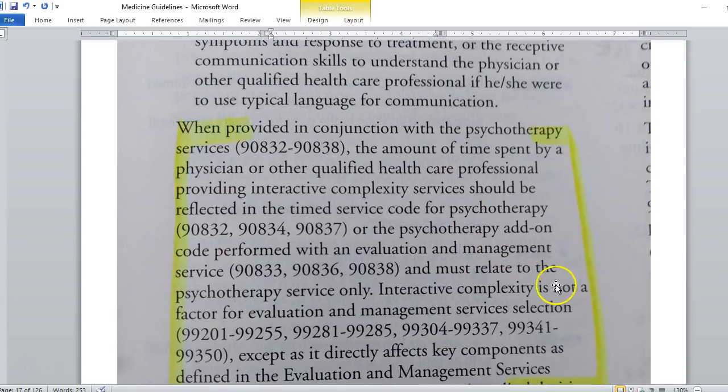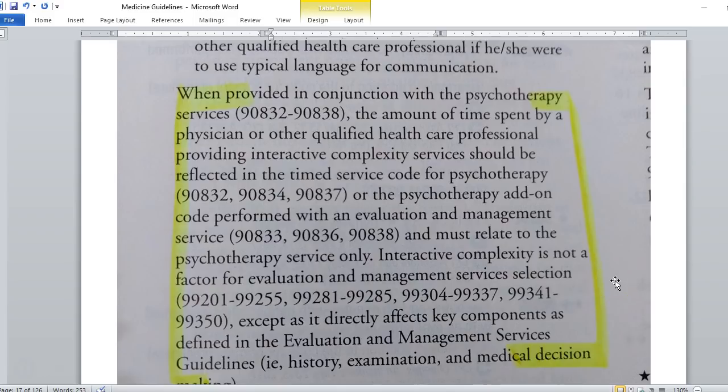Now, it goes on to let us know that when provided in conjunction with psychotherapy, the amount of time spent by the physician or other qualified healthcare professional providing interactive complexity should be reflected in the time service code for the psychotherapy or the psychotherapy add-on codes. Okay, so psychotherapy codes are based upon time.